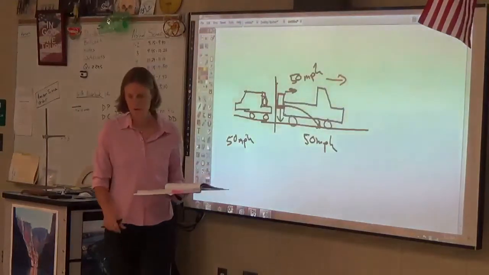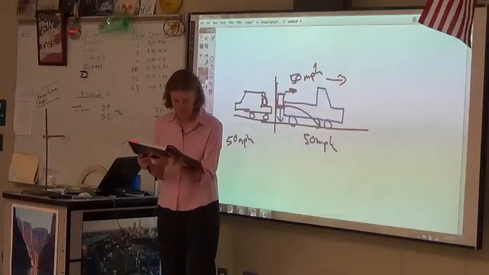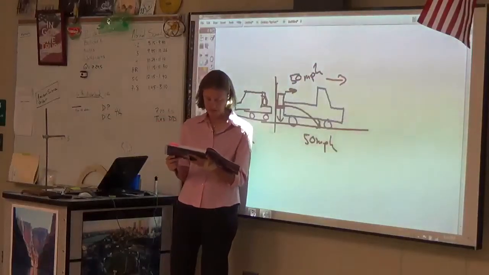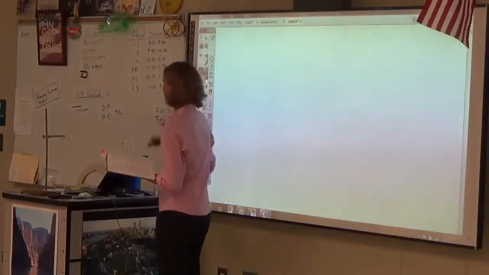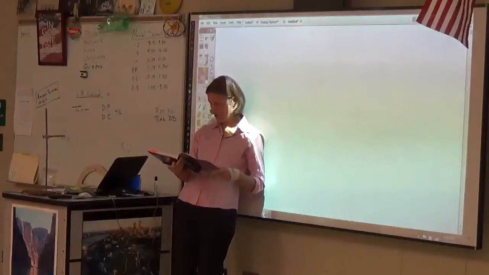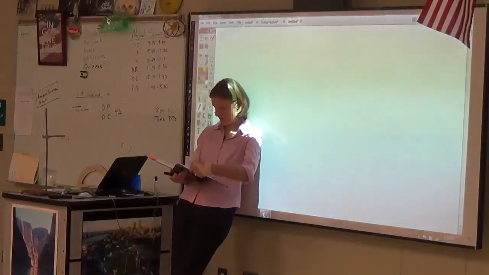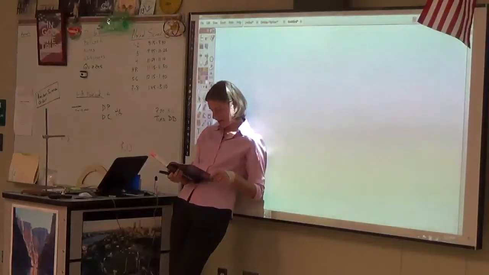All right, number 12, next one, Daniel. Is it possible to be accelerating while traveling at a constant speed? Yes, such as circular motion. Exactly. If you're moving in a circle, you could be going at 50 miles an hour at a set speed, but you have to be accelerating if you're changing direction.